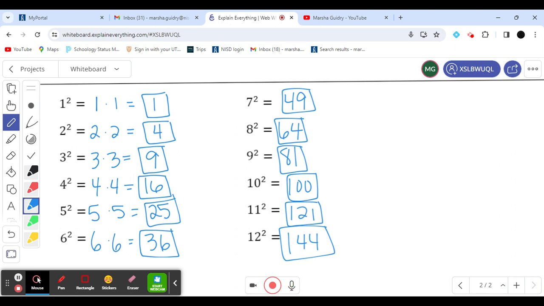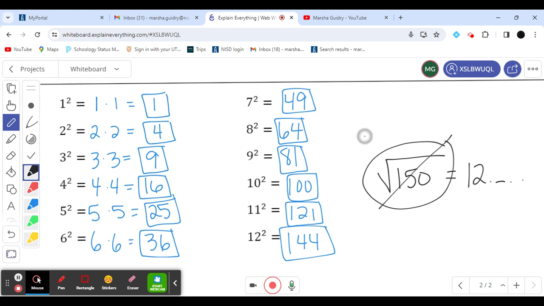Not going to. These are really handy to memorize, but if you get to a gigantic number and you want to know if it is a perfect square, you can just use your calculator. If you take the square root of 150, you end up getting a decimal, 12 point something. That's how you know 150 is not a perfect square. All right, that's one thing I wanted to show you guys.